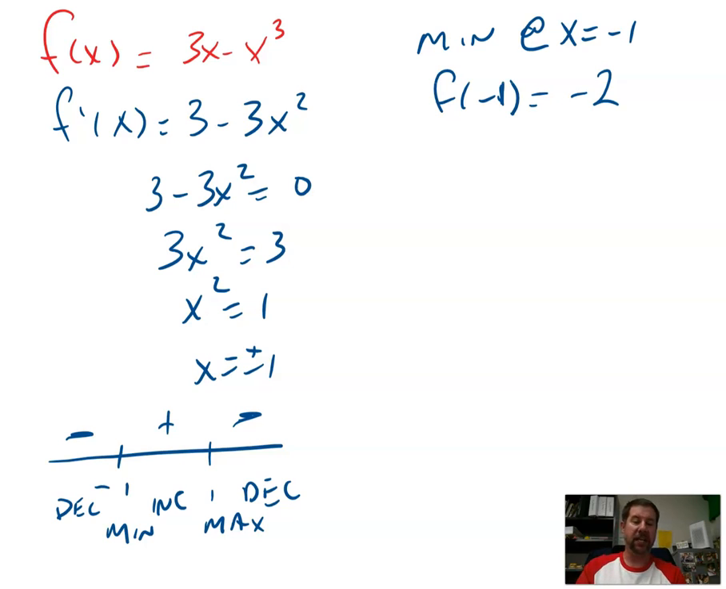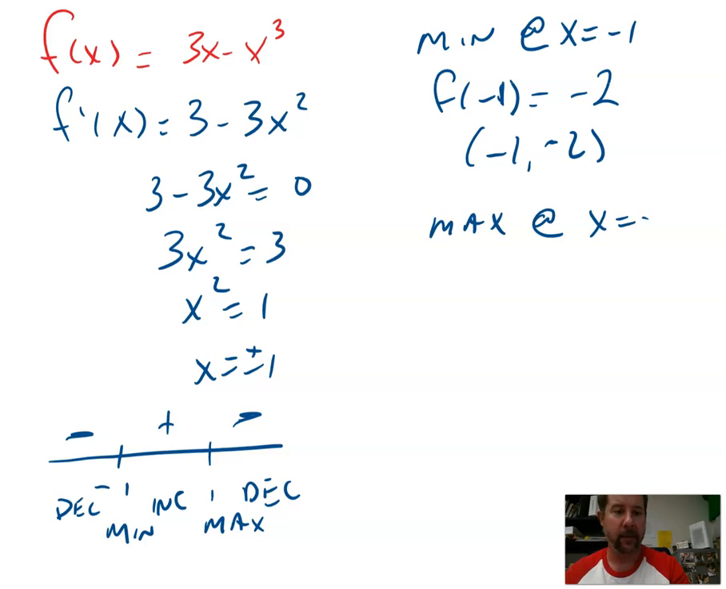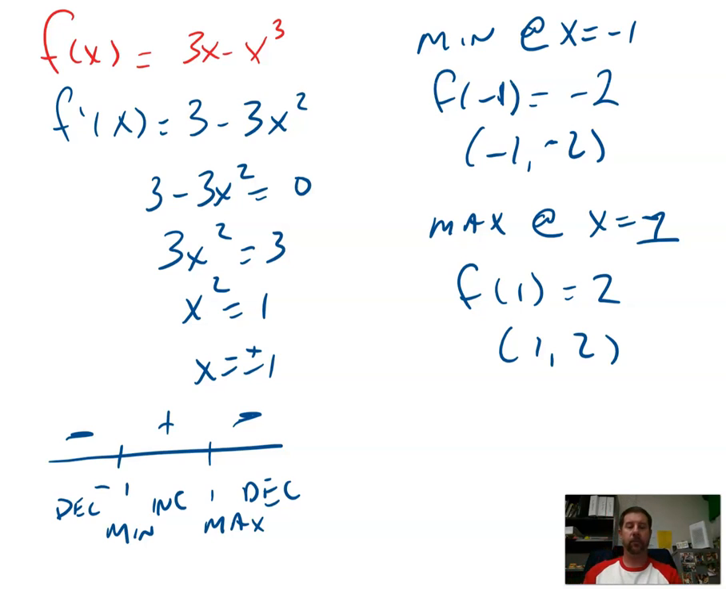I've got my notes. I'm cheating to the side. All right, so I know I have a min at negative 1, negative 2. And then for my max, same thing, at x equals 1, I'm going to plug that in, f of 1. And when I plug in 1, I get 3 minus 1, which is 2. All right, also again, I have a max at 1, 2.